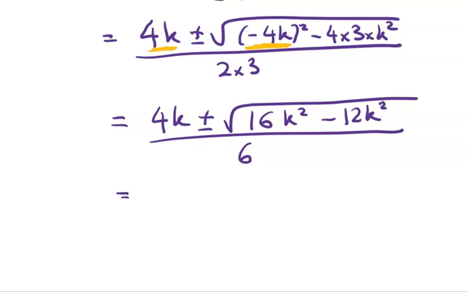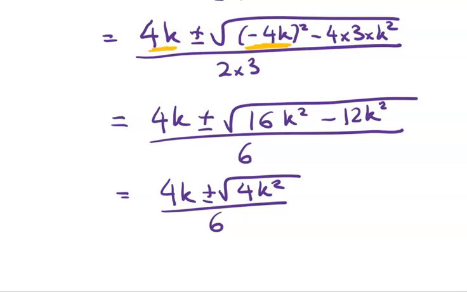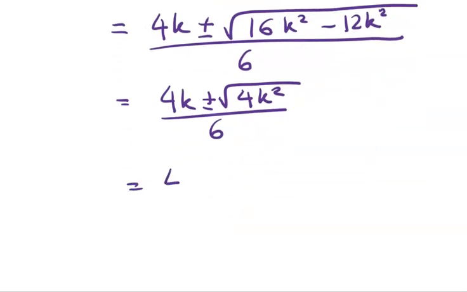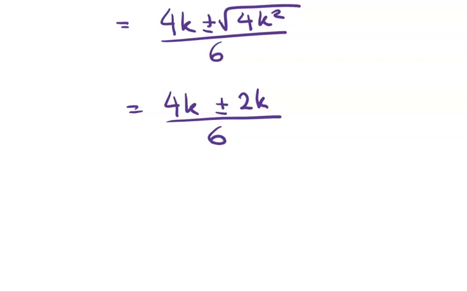Okay, 4k plus or minus the square root of 4k squared, divided by 6. Now the square root of 4 is 2, and the square root of k squared is k. So that's what we've got there. I can divide everything through by 2, but I'm not going to do that actually. I'm just going to get on with it.